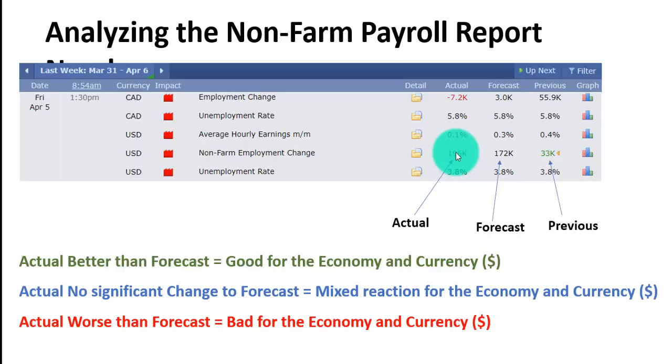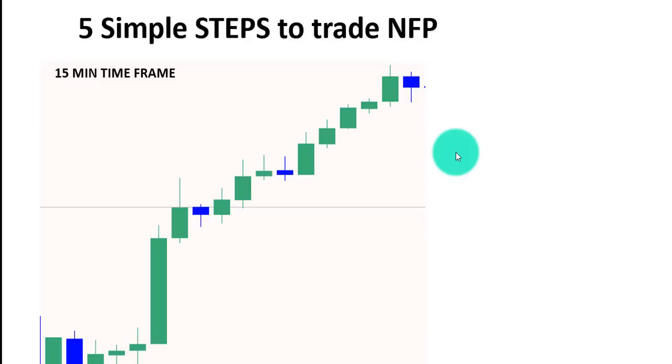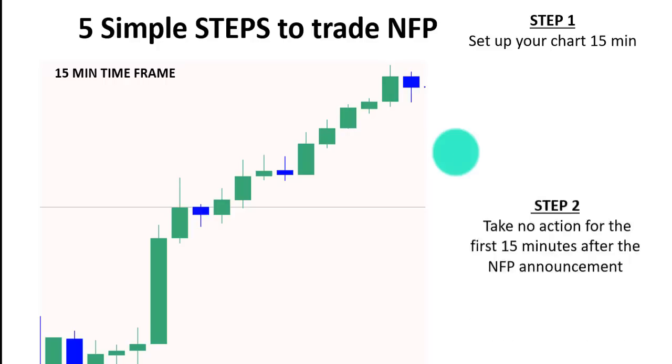Now let's go and discuss 5 simple steps to trade these numbers. So the 5 simple steps. Step number 1, set up your chart. It's a 15 minutes chart. You could use pound dollar, euro dollar, or any other major currency that involves the dollar.